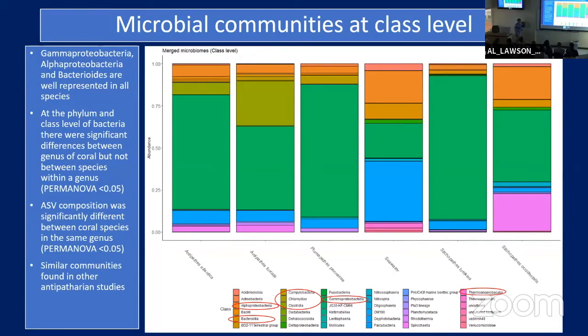At the phylum and class level of bacteria, there were significant differences between genera of coral, so between the Antipathes or the Stichopathes. But within these genera, there were no significant differences between species. So Antipathes atlantica and furcata were not significantly different at the bacterial phylum or class level. Everything was different at the ASV level, so the individual bacteria level. What's great about this is that it is somewhat similar to those communities found in other Antipatharian studies.